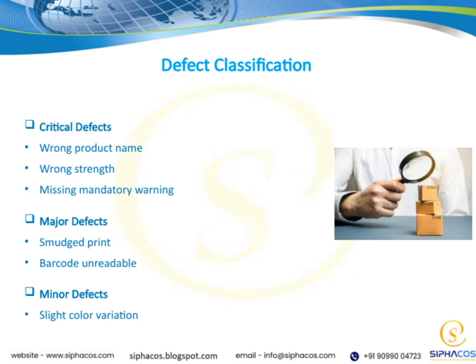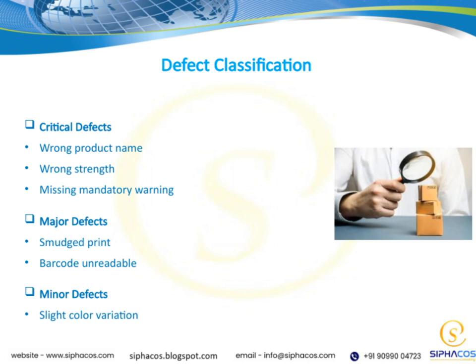Moving on to major defects, these are less severe but still important. Things like smudged print or an unreadable barcode can cause operational delays or errors in inventory management. While they might not be safety hazards, they still affect the product's integrity and customer trust. Finally, we have minor defects. These are usually cosmetic issues, such as slight color variations.